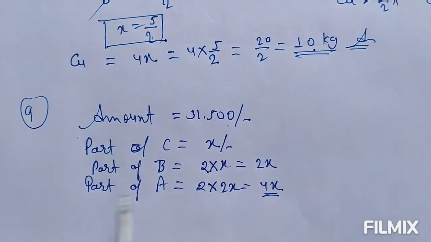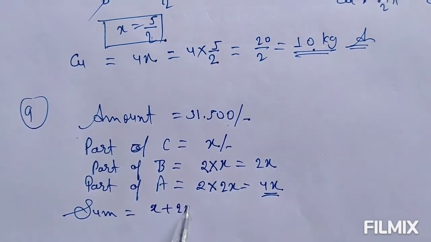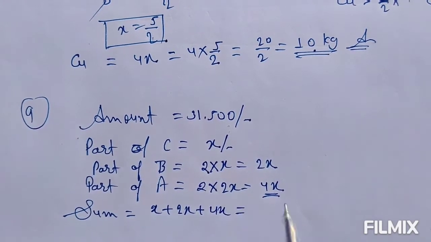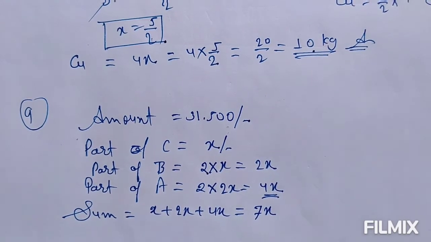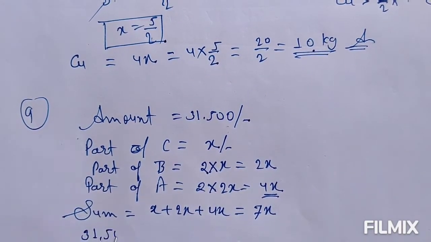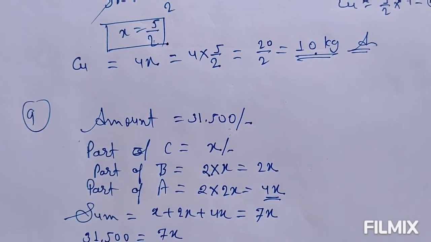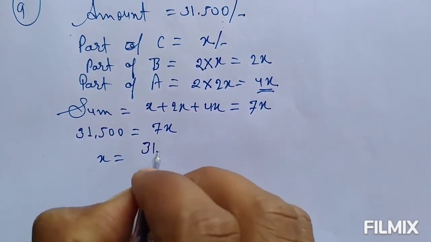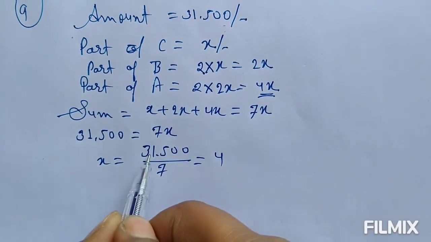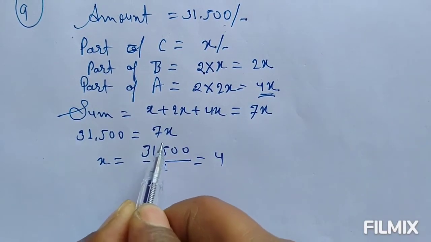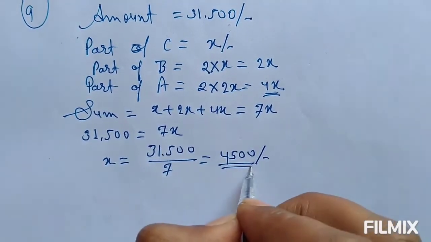Now the sum of these values, sum is x plus 2x plus 4x, means 7x. Then sum is also equal to 31,500, then 7x. Then value of x equal to 31,500 divided by 7. 7 times 4 is 28, 3 is remainder, means 35, 7 times 5 is 35 and double 0. This is the value of x.